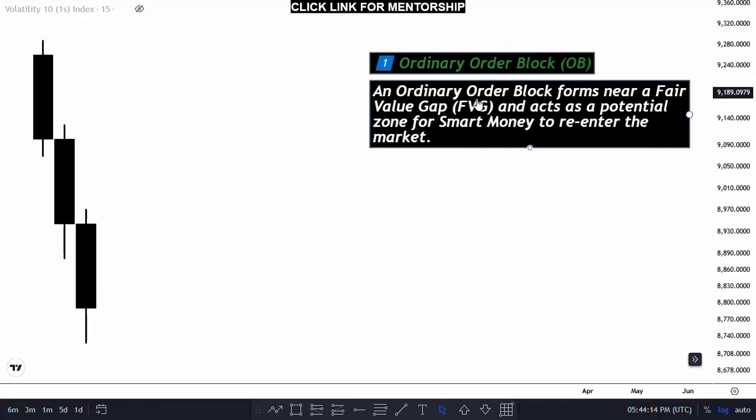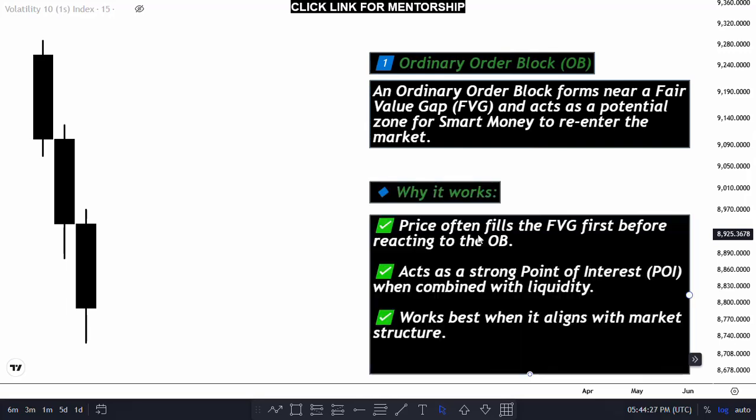So this is an ordinary order block which forms near a fair value gap and acts as a potential zone for smart money to re-enter the market. So why does this one work?